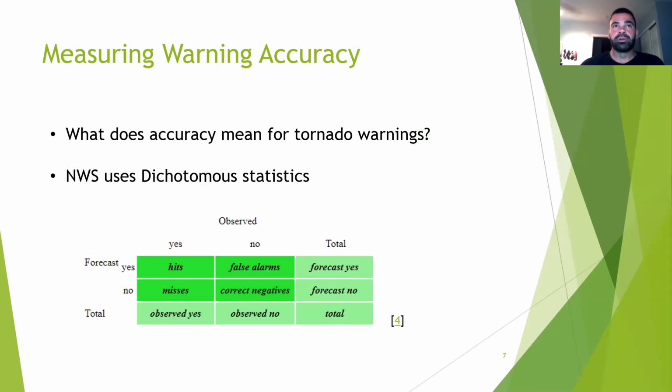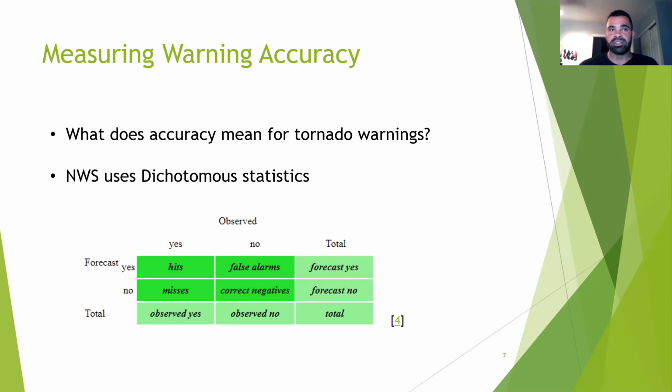So how do we measure the accuracy of a tornado warning? The National Weather Service adheres to dichotomous statistics for accuracy of their forecasts. So a dichotomous forecast says that yes, an event will happen, or no, the event will not happen. In the table below, we can see an example of a dichotomous forecast.